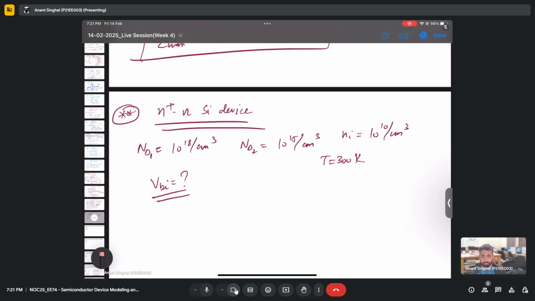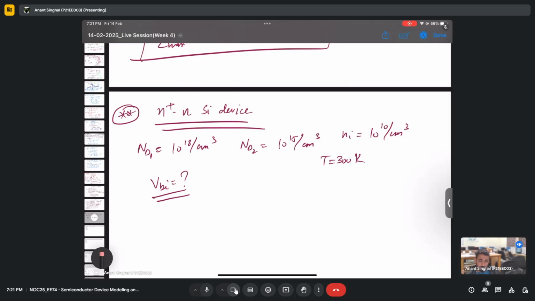No, I understood. Here, the electrons will flow from N plus to the N region. So, when we calculate VBI also, we only consider this, ND1 and ND2. Yes, yes. Just try to calculate the VBI.